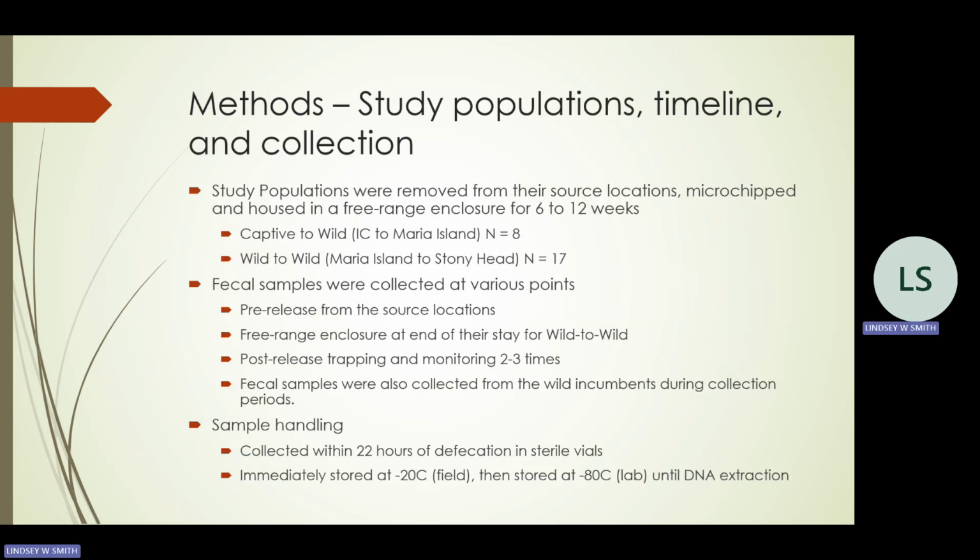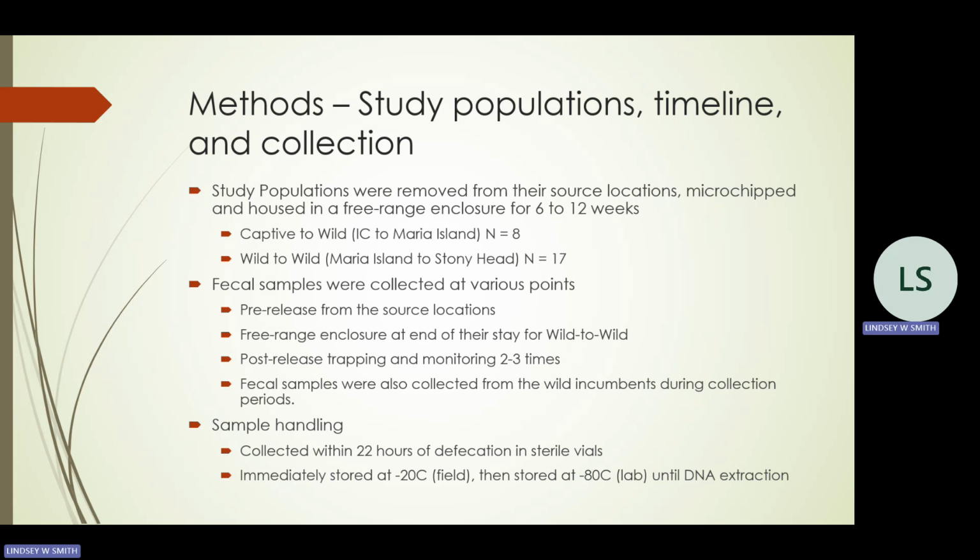To determine answers to these questions, the researchers studied two different translocation events. One included a captive to wild cohort, while the other included a wild to wild cohort. And I would like to draw attention to the small cohort sizes. You can see the captive to wild included 8 animals, and then the wild to wild included a mere 17. So I guess I'm just curious if these groups should have been larger. I kind of hemmed and hawed at that question, and I'm curious about your thoughts on that matter.